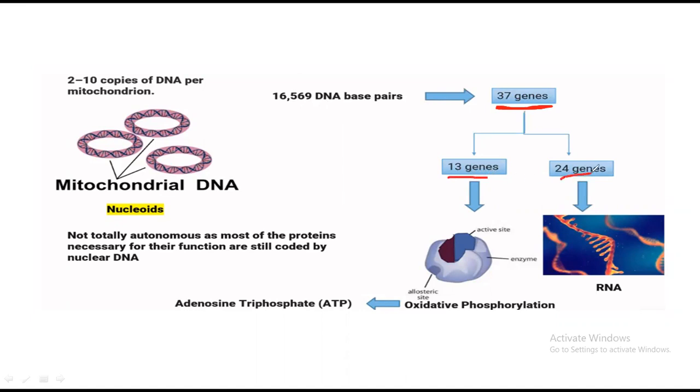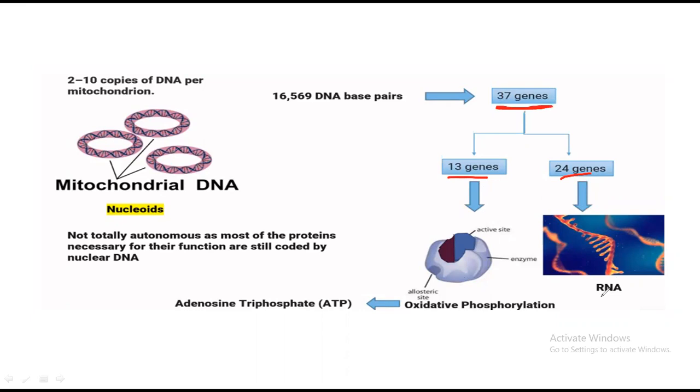So the 13 genes code for enzymes that are involved in the respiration process. As I have told you, mitochondria is performing respiration inside our cell and producing ATP. So the 13 genes are coding enzymes that are used in the oxidative phosphorylation. And the 24 genes code for the transfer RNA.